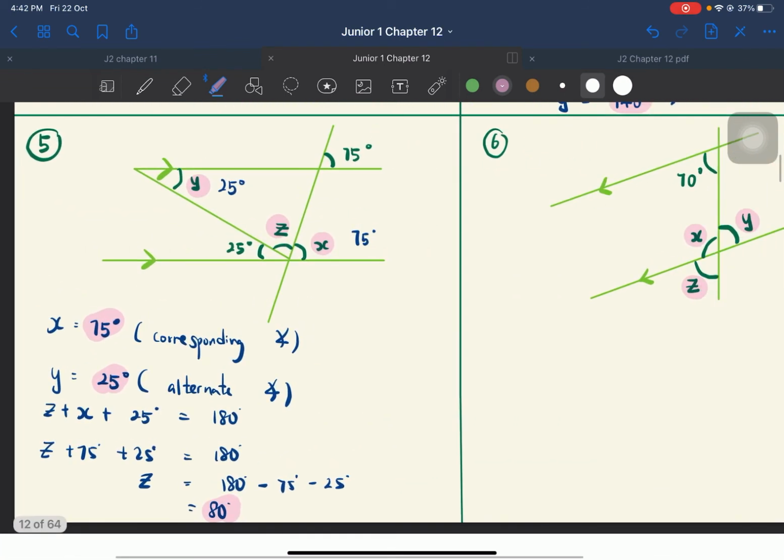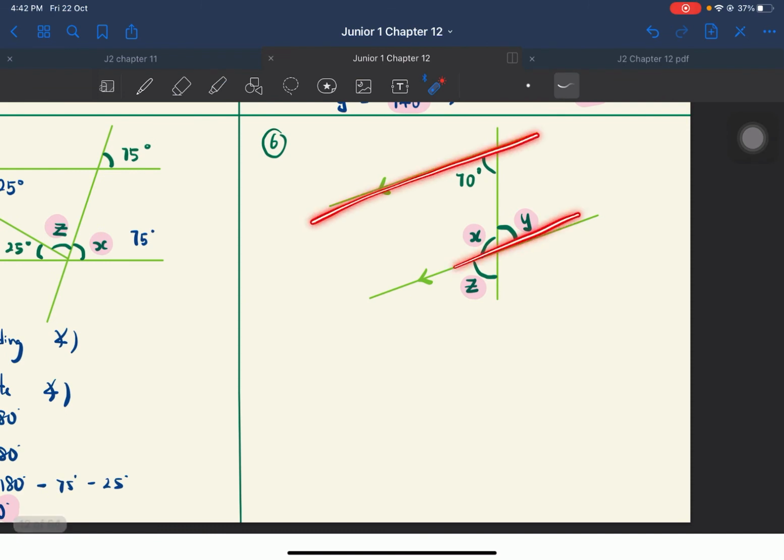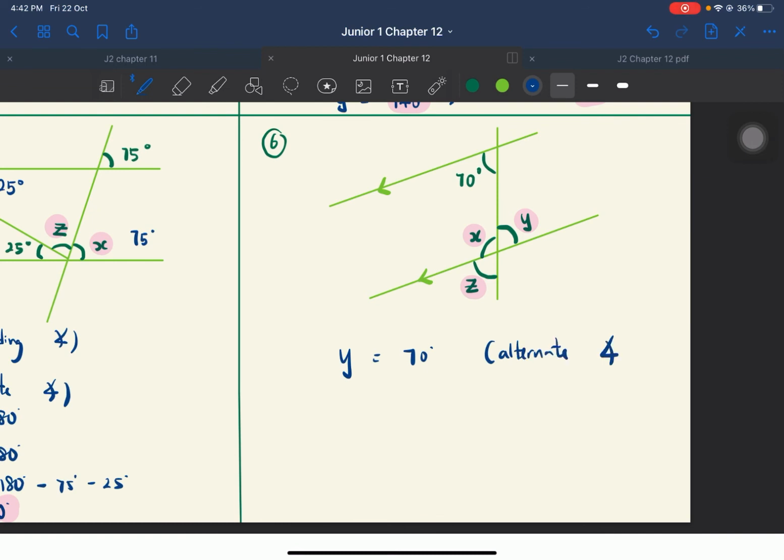Last question, number 6. A pair of parallel lines. Alright, first of all, we may identify y angle. So your y will be equivalent to 70 degrees because of alternate angle. Z angle, as you guys can see, right? It looks like a Z, okay? The angle here will be the same. We call it alternate angle.